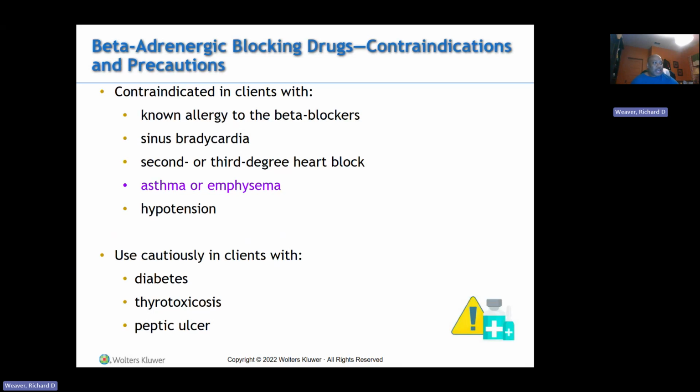Also, in emphysema and asthma, remember I said that with these drugs, you have to be careful, especially if they have that particular beta 2 receptor that causes constriction of the bronchioles. And also, we don't give it to patients when they have hypotension. All right. It says we have to use it cautiously in folks with diabetes and thyrotoxicosis.